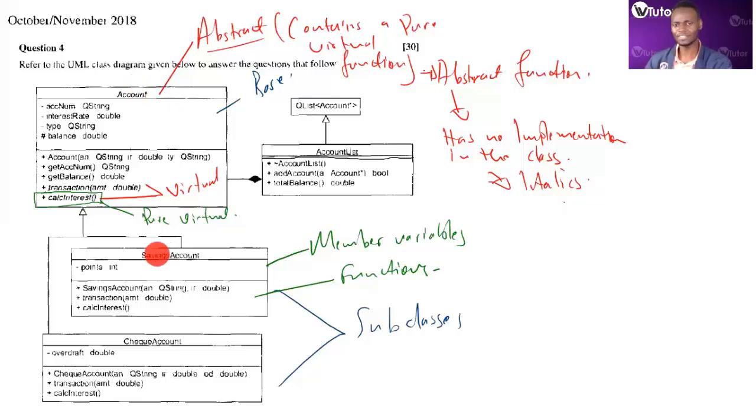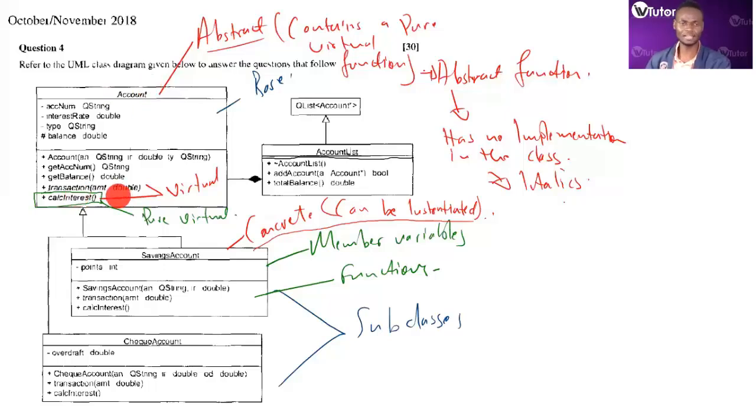And if you look here, you see savings account is written in normal font, and so does check account, because these are normal classes. If it's not abstract, we refer to that class as a concrete class. Concrete class means that it can be instantiated. An abstract class contains a pure virtual function, or an abstract function, and cannot be instantiated. In other words, it contains a function which does not have an implementation. That is what makes a class abstract.